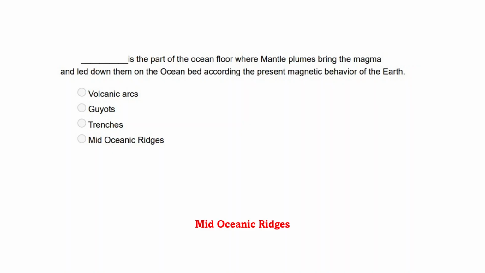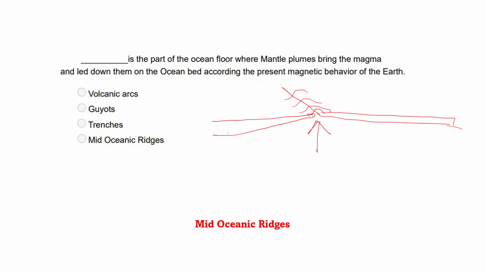So this you might also remember from the previous lectures, as I said. So you have the mid-ocean, basically the part of the oceanic crust which is moving away, and then you have the ridge forming like this. So this is basically the ridge forming. So this is the part of the ocean floor where the mantle plumes bring the magma and lay it down on the ocean bed based on the magnetic behavior of the earth. So basically, if you study the different regions of this crust, you can actually understand how the earth's magnetic behavior was, because it contains such magnetic minerals and elements.